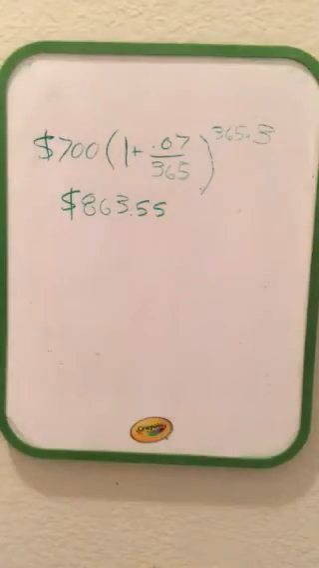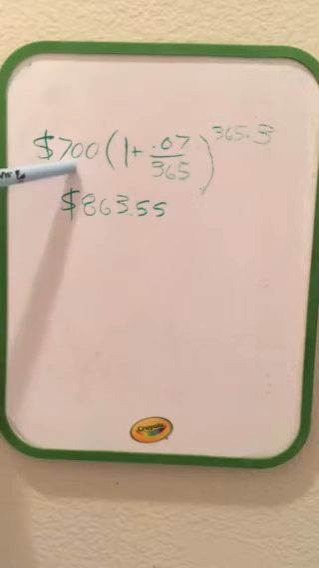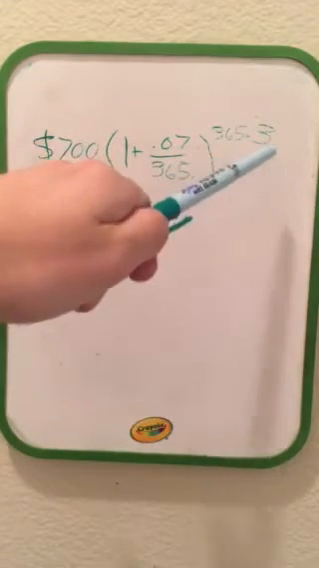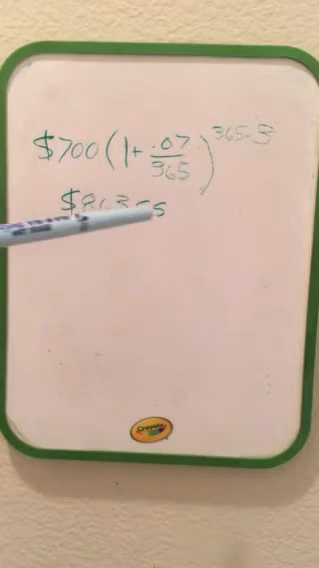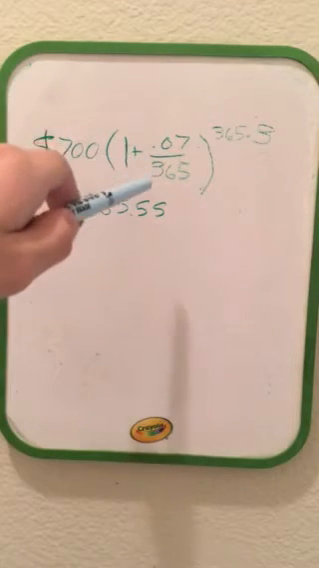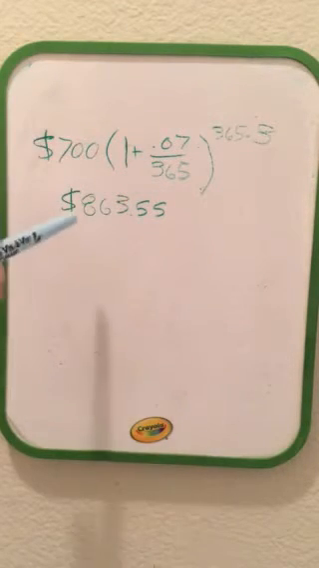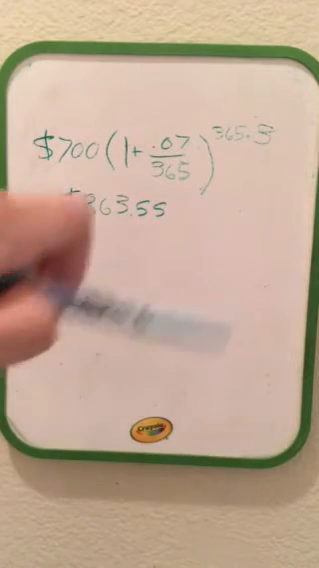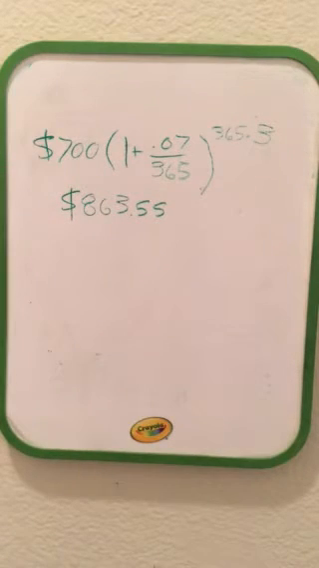So just to clarify, once you start with $700 over a 3-year period, 365 days, gaining interest at 7%, you're going to end up with $863.55 compounded.